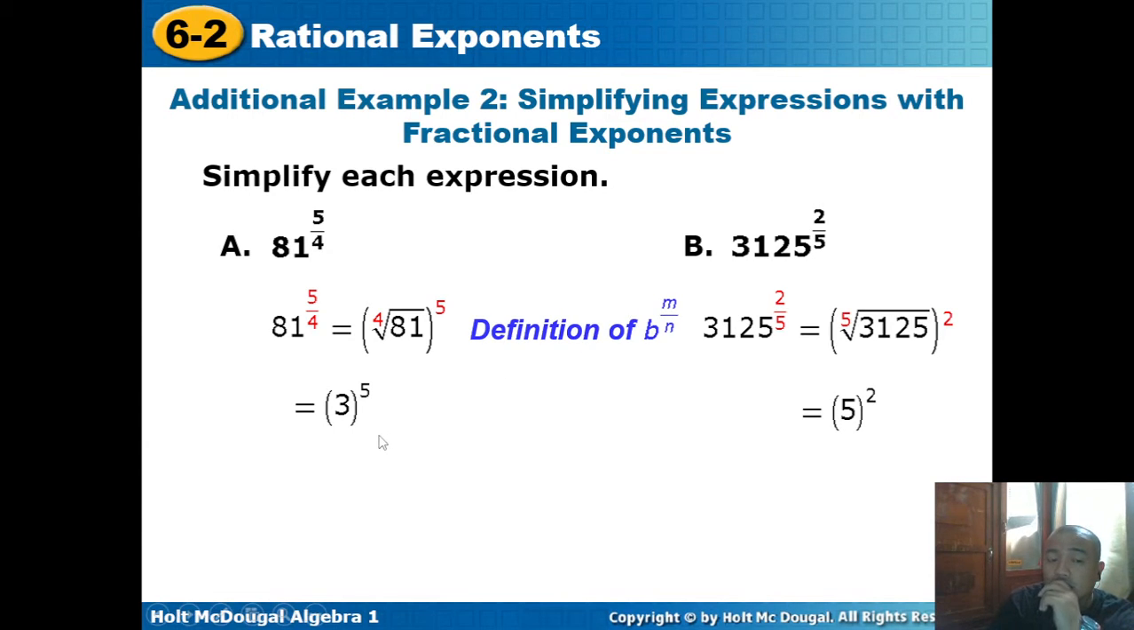5 squared. So let us now simplify. What is 3 raised to the fifth power? 243, while 5 squared is 5 times 5, 25. That's the answer for A and B.